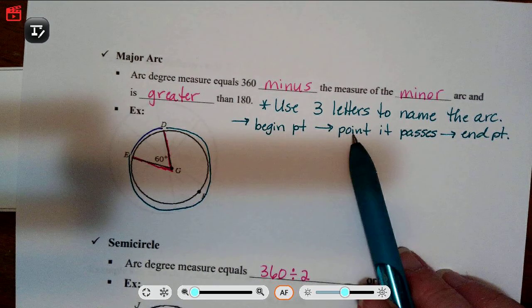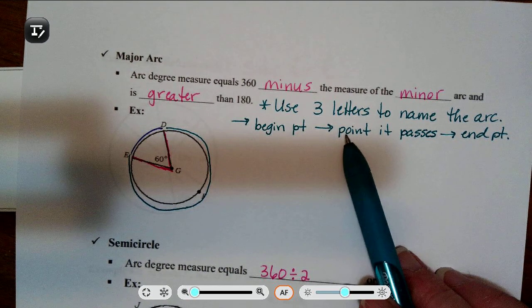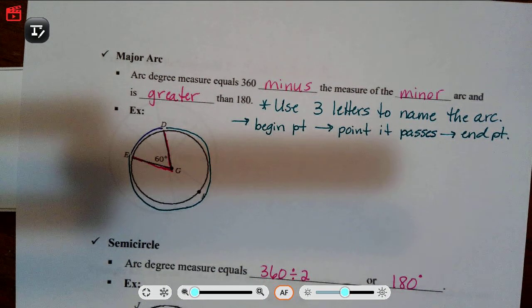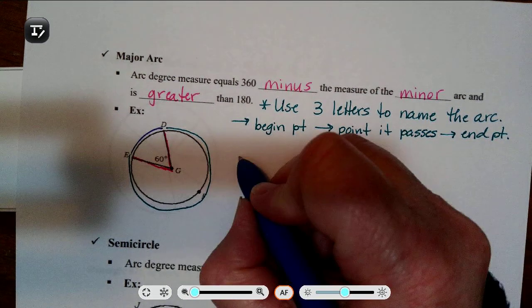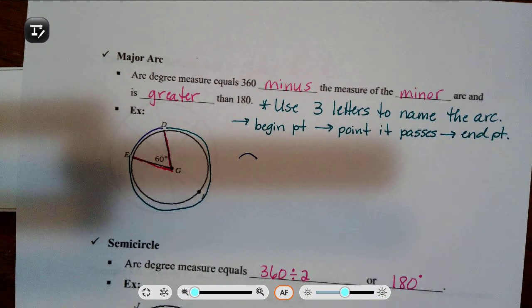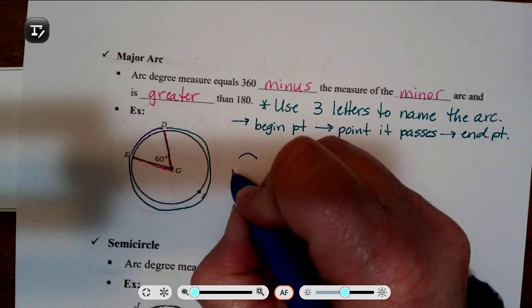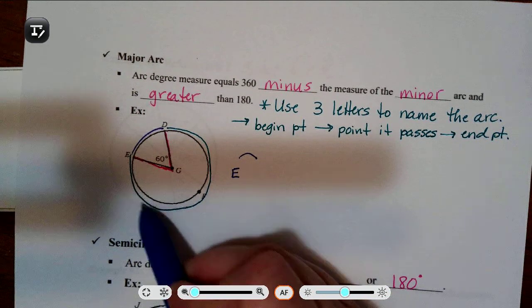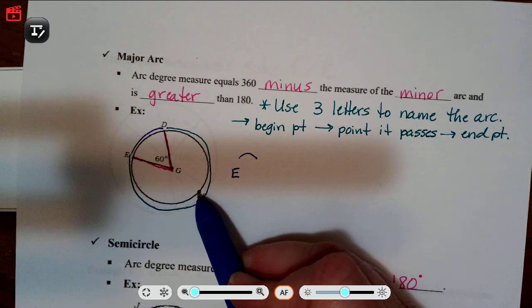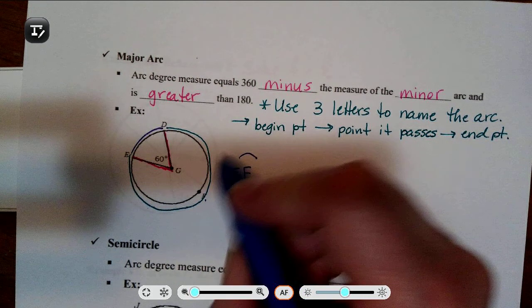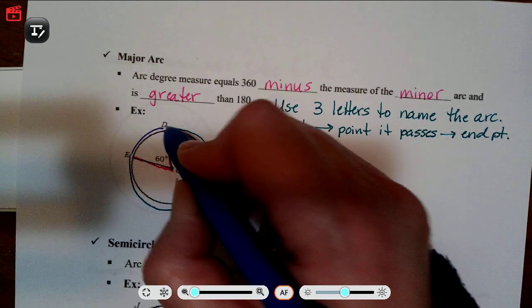That is why it is very important that we use three letters. So to identify this as a major arc, again, we're going to have that little arc at the top. Where did I start? I started at E. As I traveled, what did I pass? I passed through this point here, which was labeled as F. And as I continue on, I stopped at D.